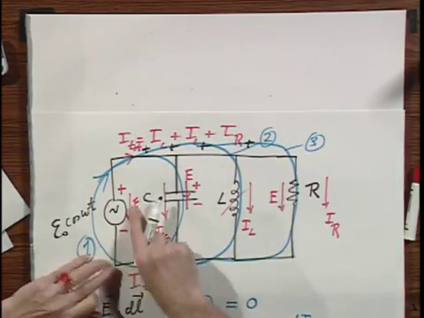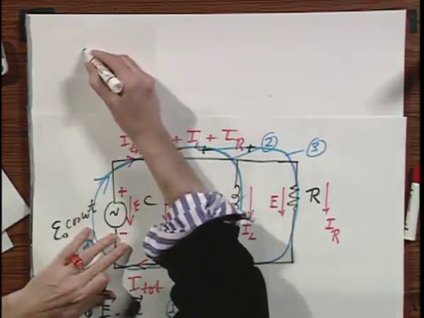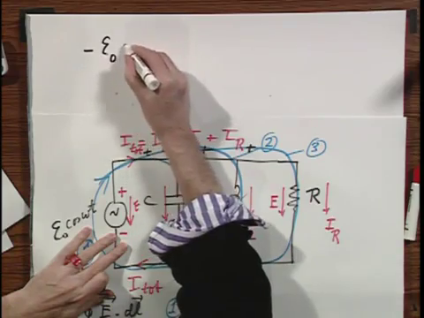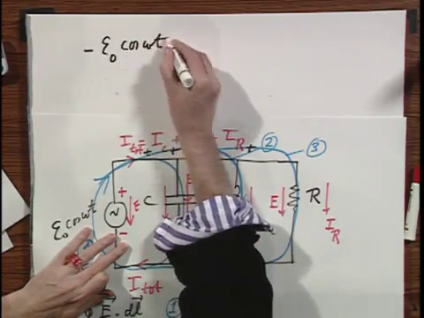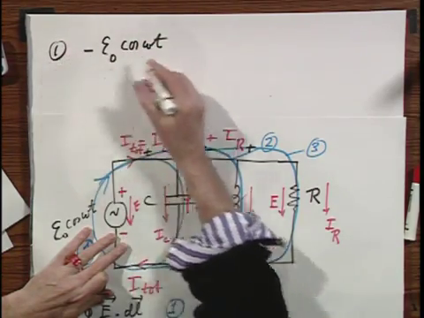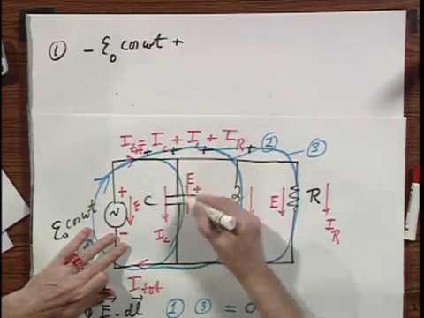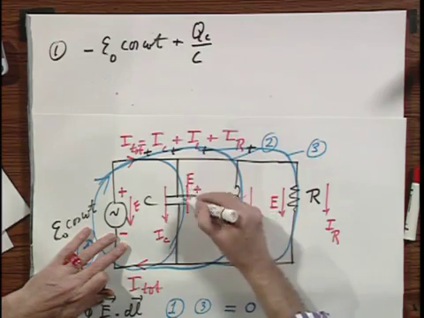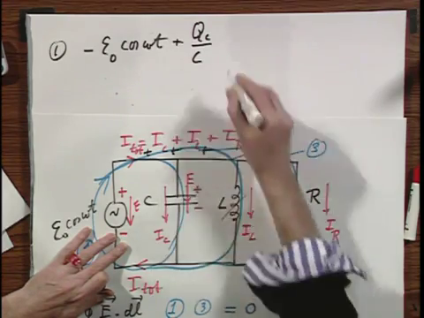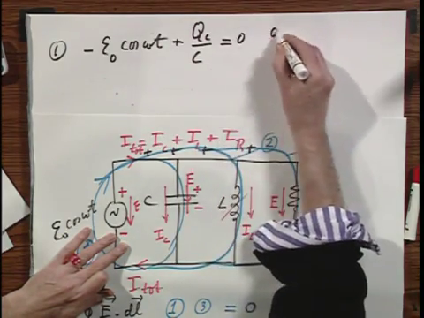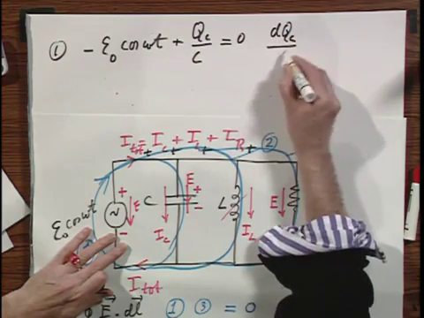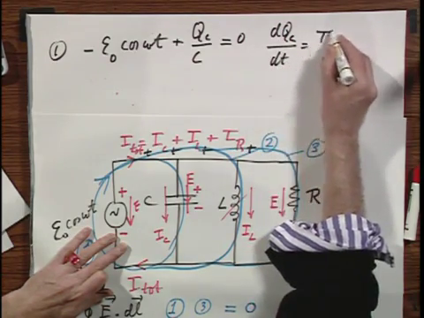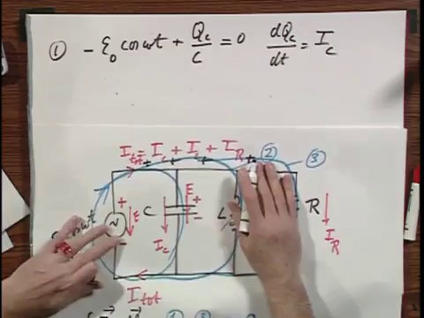I start here, I go up against the electric field, so I get minus E0 cosine omega t. This is for loop 1. Then I go across the capacitor, so I get the charge on the capacitor divided by C. That's the integral of E dot dl through this gap, and that must be 0. And I keep in mind that dQc dt is the current through the capacitor.